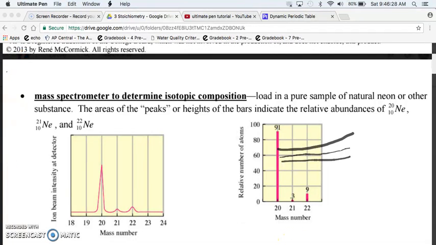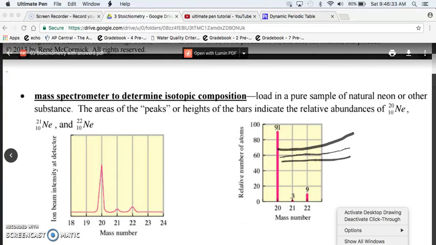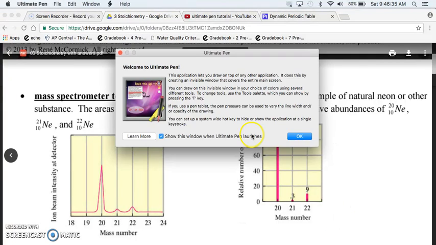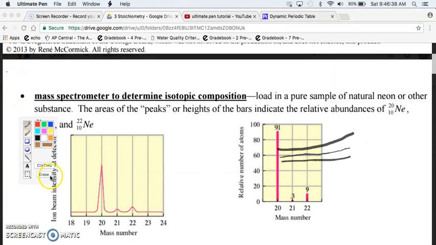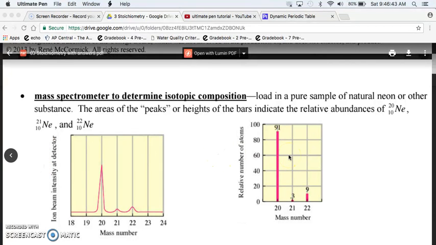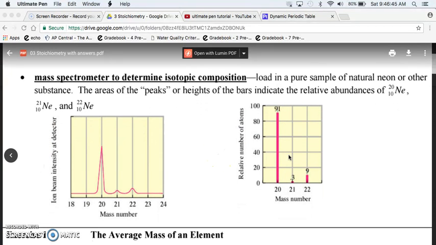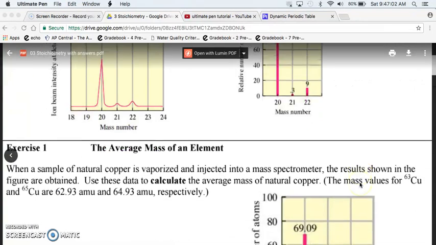If my little pen app will come back up, I'll erase it. Okay. Here is the same data with numbers put to it. So you can see 91% of the ion beam intensity was neon 20. So all that translates to is 91% of the sample is neon 20, 9% is neon 22, 0.3% is neon 21.